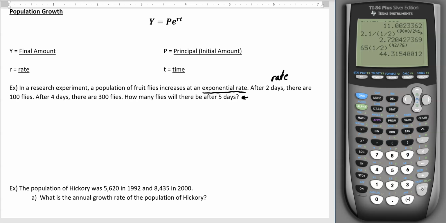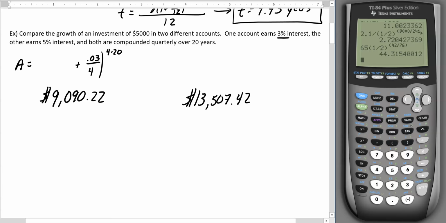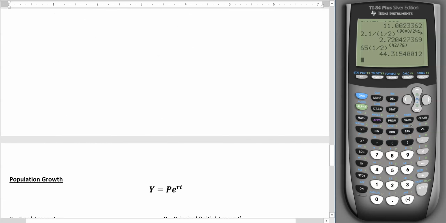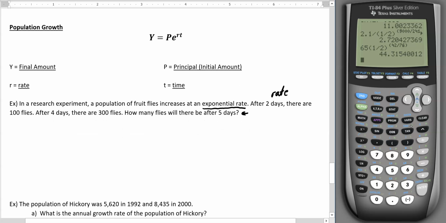So to figure out that rate, we're going to have to switch some things up a bit. After 2 days, there are 100 flies. After 4 days, there are 300 flies. So we can use that information to figure out our rate. Only I'm going to say that 300 flies is going to be my final amount, so that'll be my Y. So I'd say 300 equals, my initial amount was 100, times e to the r, which I don't know. Now, how much time passed between having 100 and 300? That was 2 days, right? So we'd say 2. I'm going to solve for r here by dividing both sides by 100.